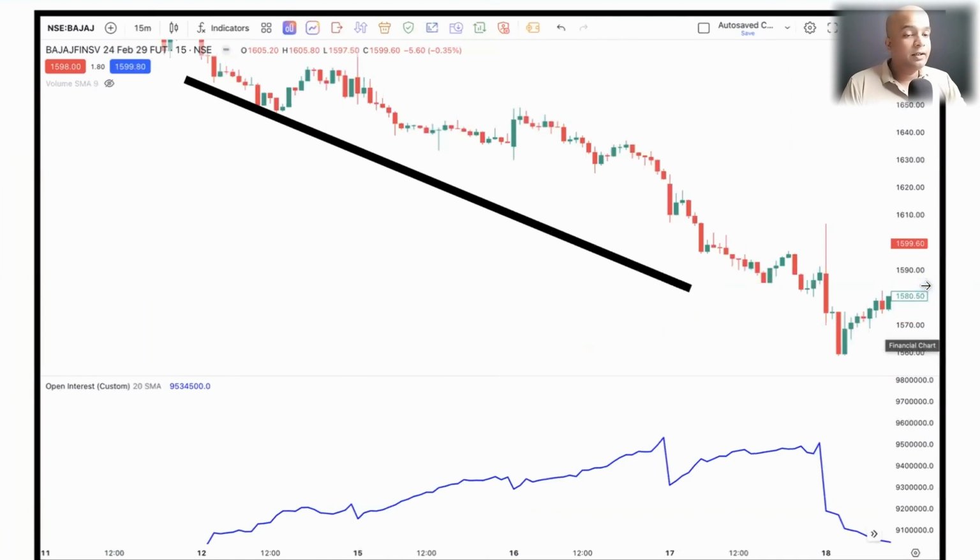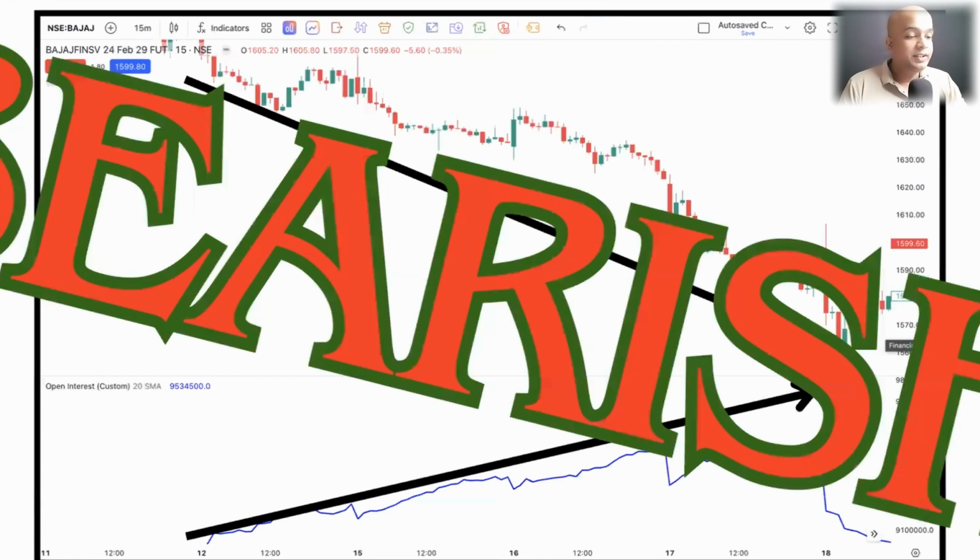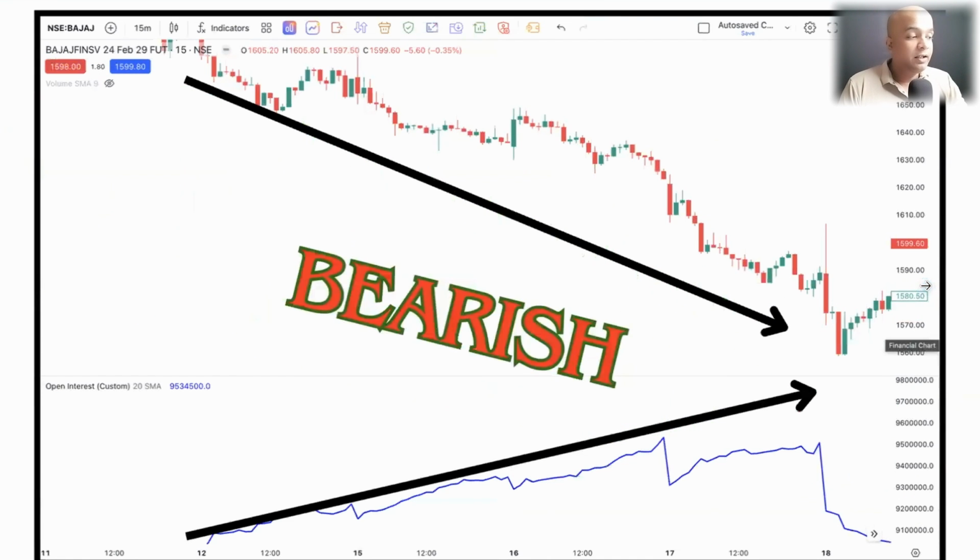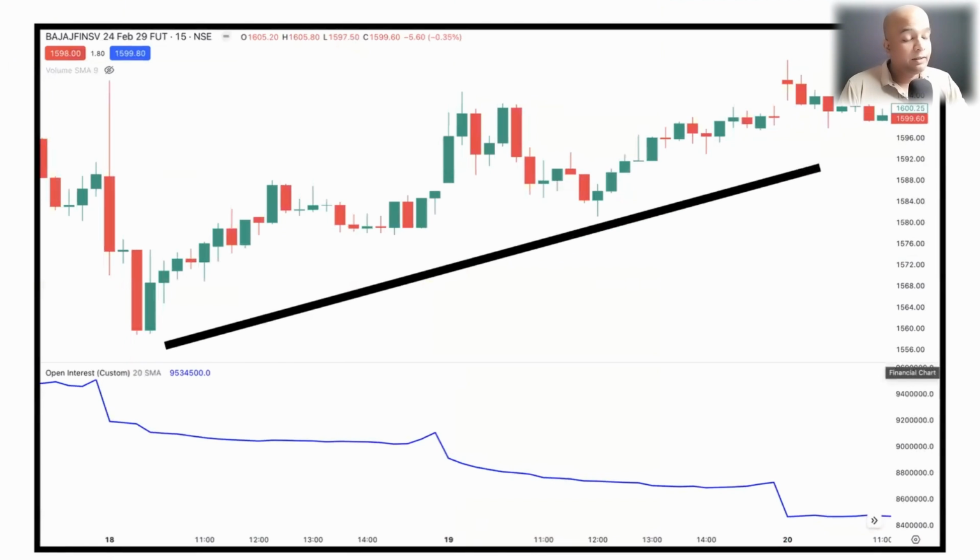Okay. So another case is price going down, but OI going up. So this is bearish. Again, in the OI world, it is called a short build-up. Price is going down, but OI is increasing. This is a short build-up.